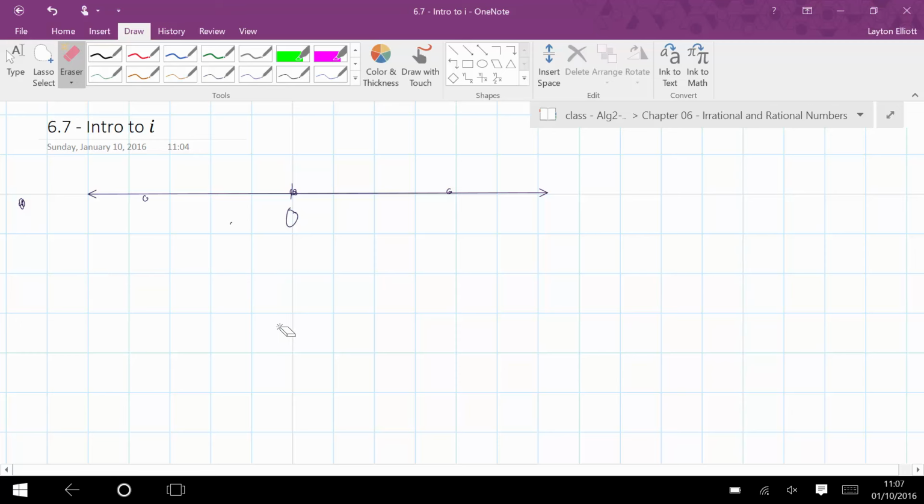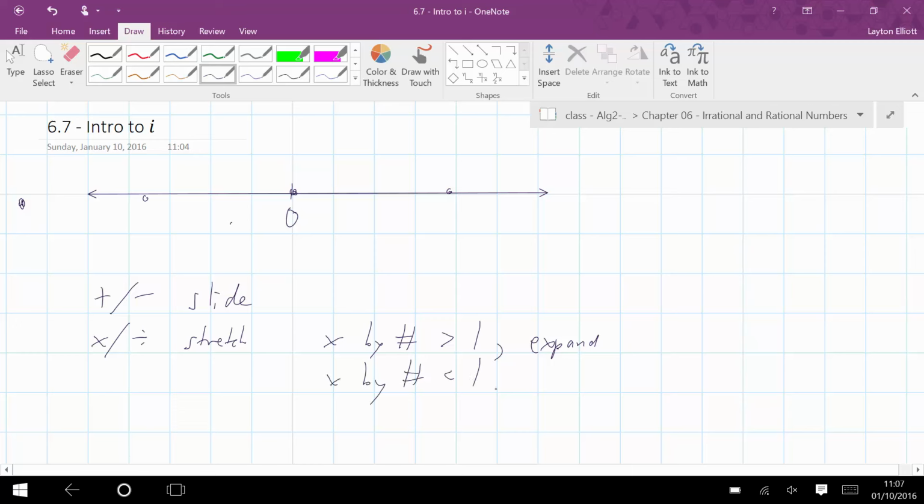So what I'm going to think about in this sense is that adding and subtracting is like a slide operation on the real numbers, and multiplying and dividing is like a stretch operation. Where if I multiply by numbers greater than 1, I expand. And if I multiply by numbers less than 1, meaning fractions, I shrink.